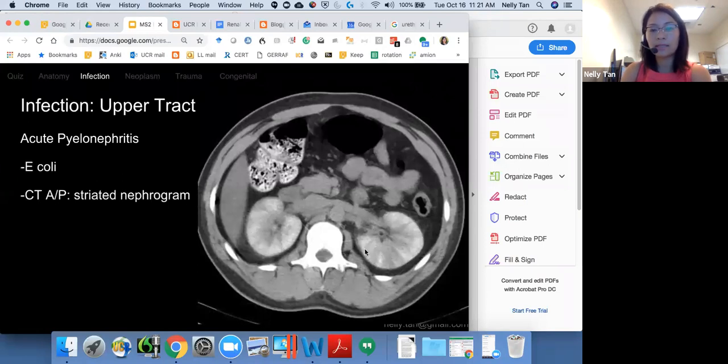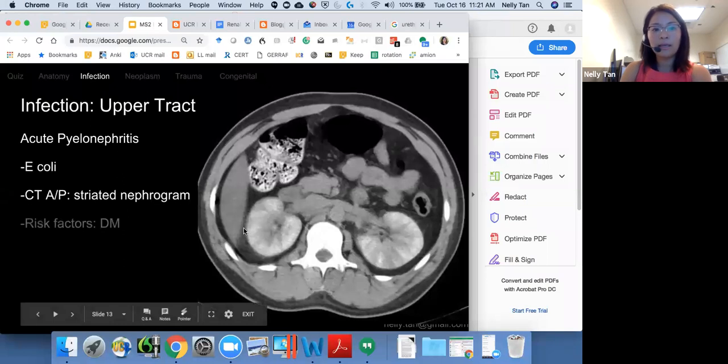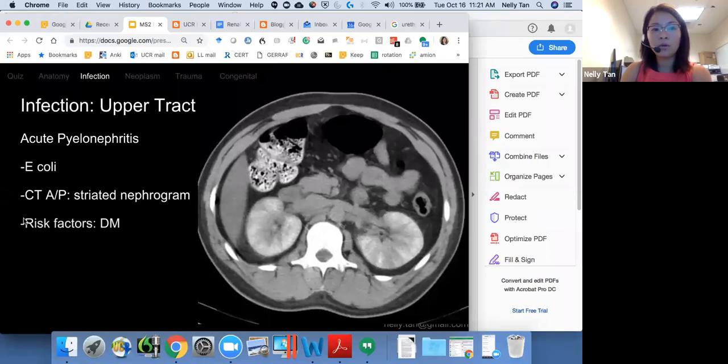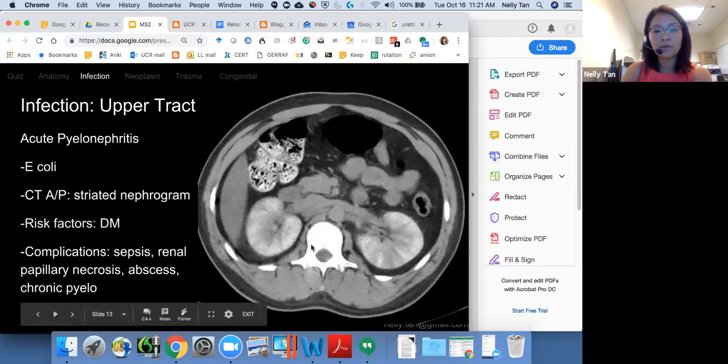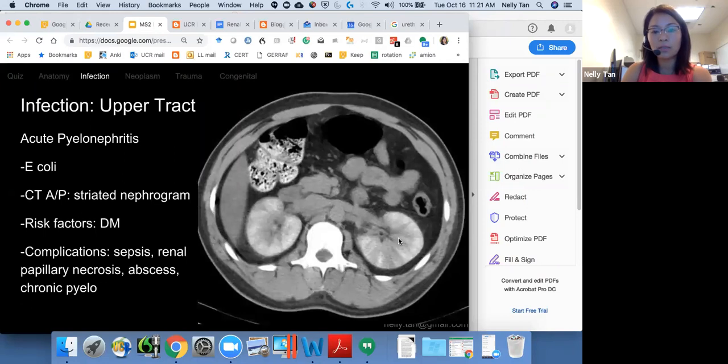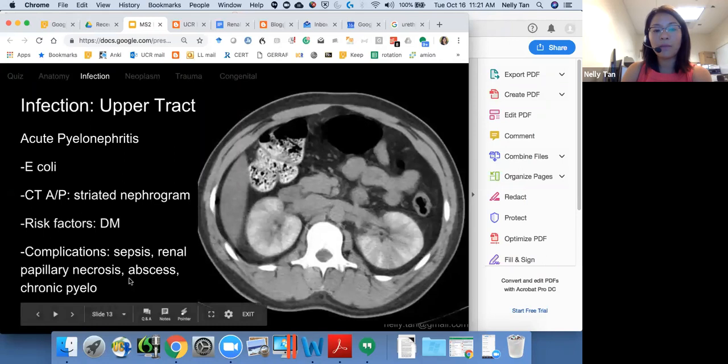So pyelonephritis is infection of the renal parenchyma, and it's most commonly due to E. coli. Patients with diabetes are at an increased risk, although non-diabetics can also develop it as a complication of bladder infection, cystitis. Complications include sepsis, so that's the feared complication. The bacteria can translocate into the vessel and then patients can get into septic shock. Renal papillary necrosis, where the papilla starts to die off and slough off, and you can get abscesses. And in certain cases, it can go on to become an indolent infection and have chronic pyelo.